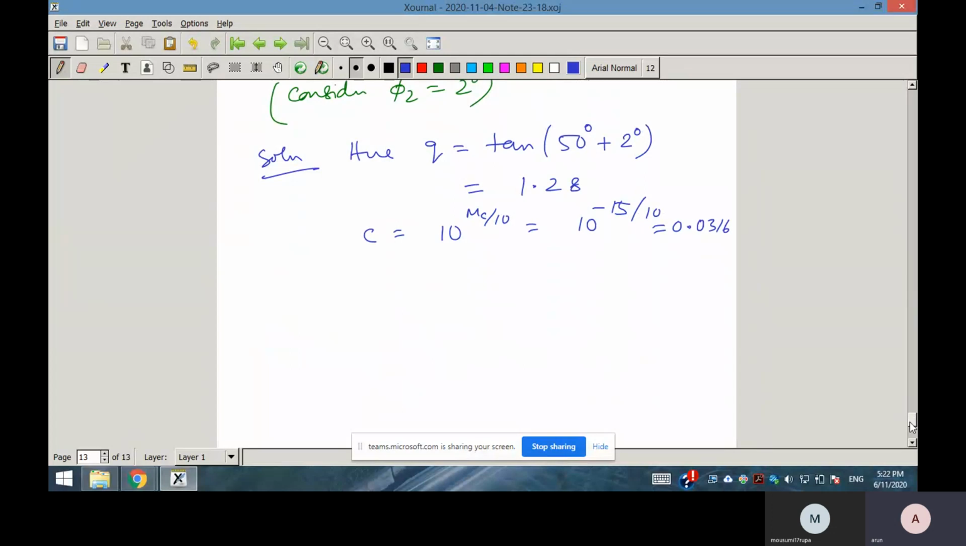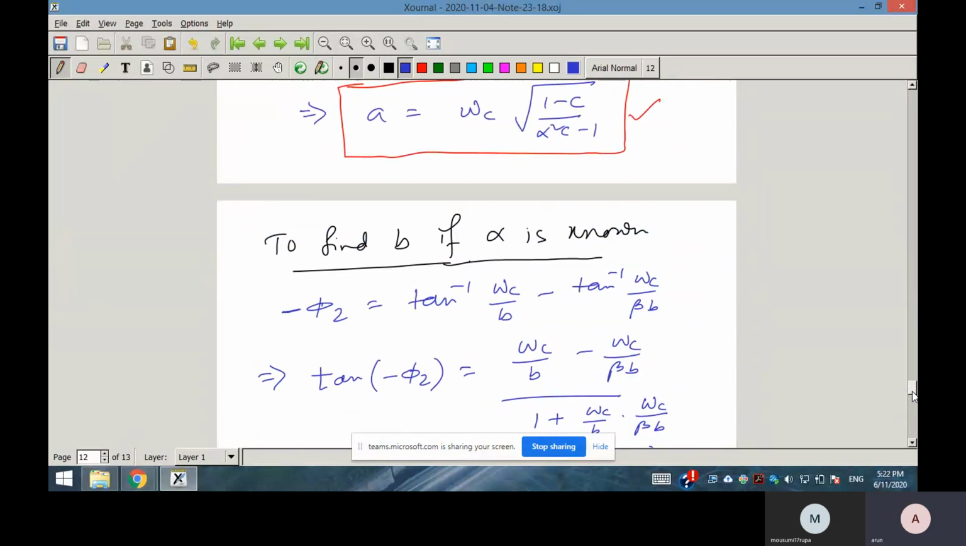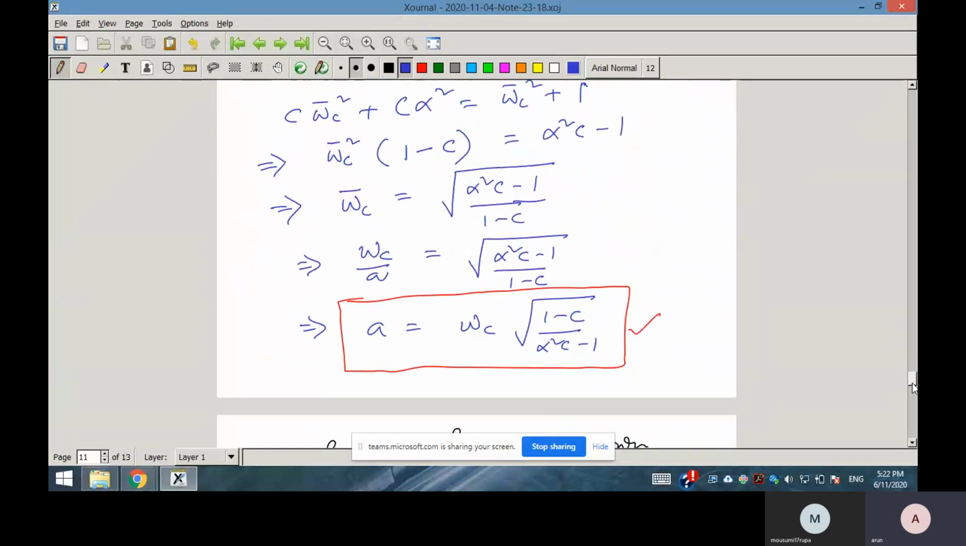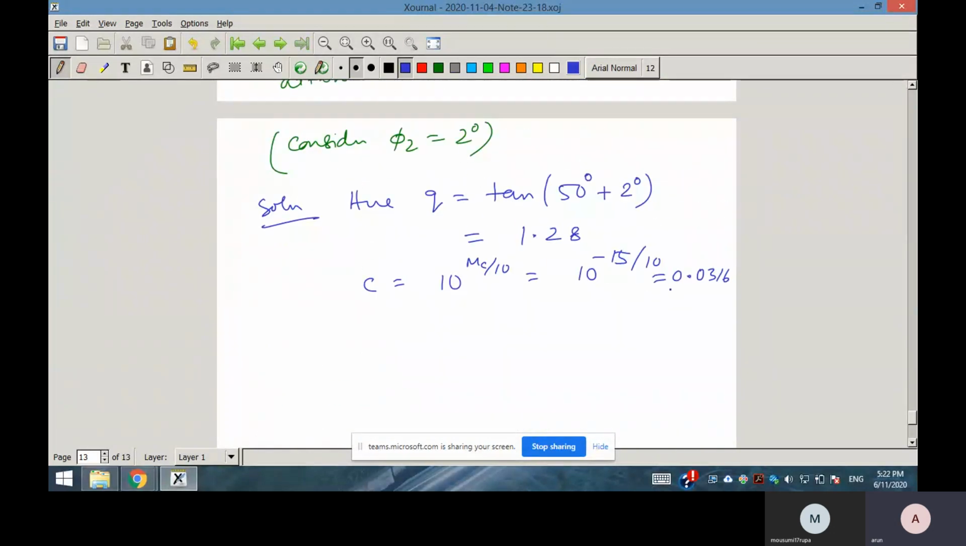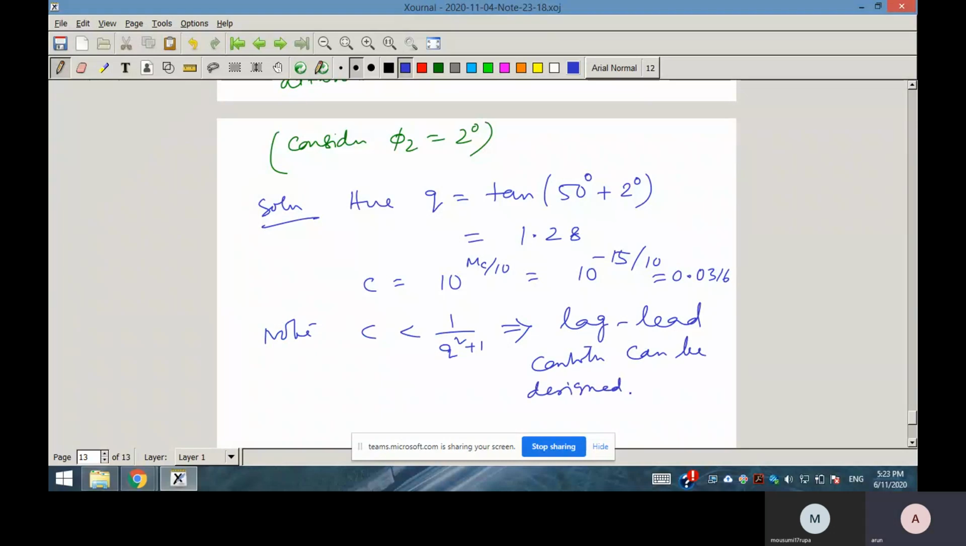Now you can easily verify that your C is less than 1 by Q square plus 1. You can easily check, it is satisfying. So this implies that a lag lead controller can be designed. Okay, so lag lead controller can be designed.